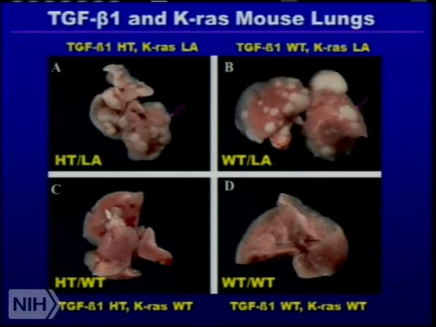So to show you what we saw at the levels of histological pathology, these are lungs that were taken from 6-month-old mice after treatment. And we see pearly white nodules that are the lung tumors in the mice with the latent activatable KRAS genotype. We saw only very few spontaneous tumors appearing in the non-latent activatable genotypes.